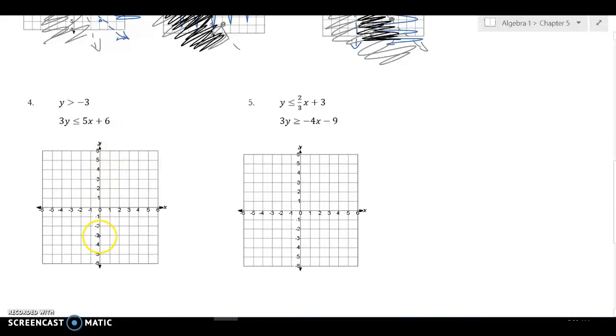So I start down at negative 3. And there's no m. So that means it's a horizontal line, and it's dashed because it's just a greater than. And I'm supposed to shade above, so I'm going to shade up here.